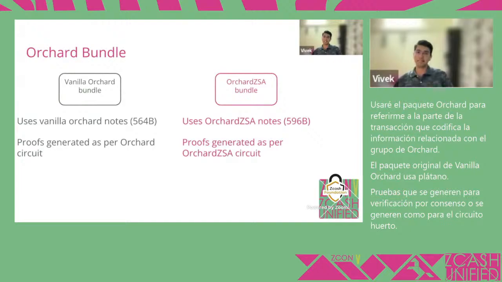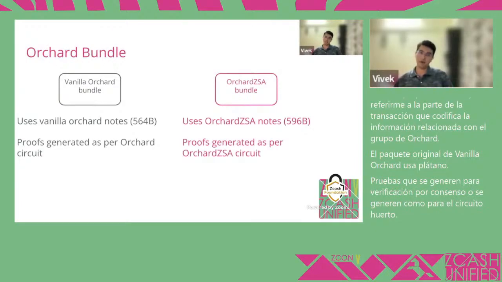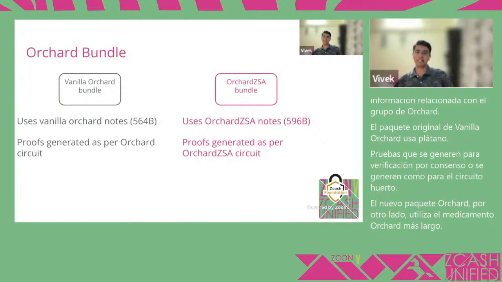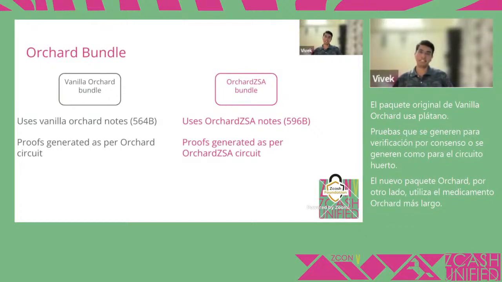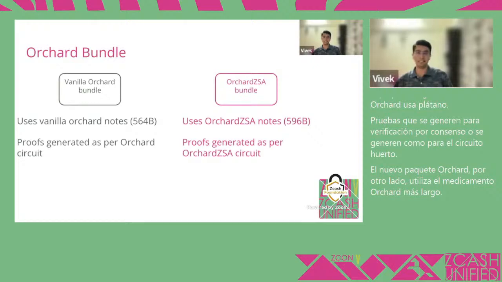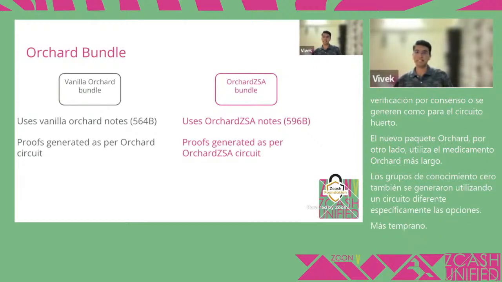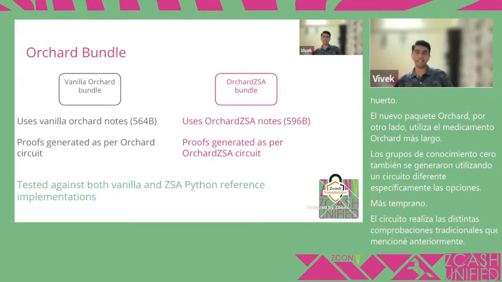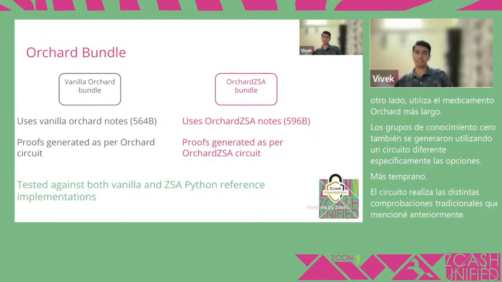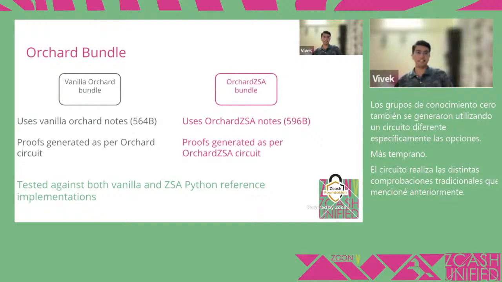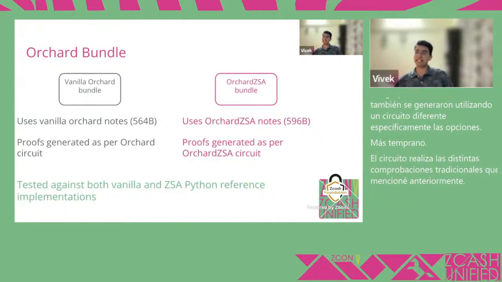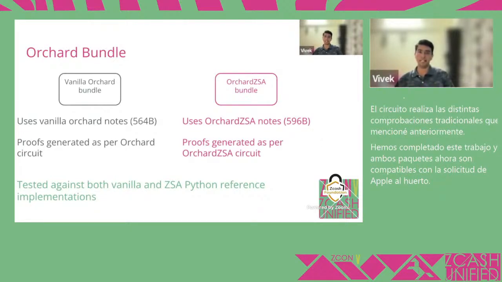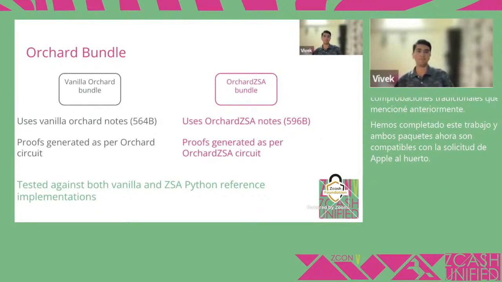So the new Orchard ZSA bundle, on the other hand, uses the longer Orchard ZSA notes. The zero knowledge proofs are also generated using a different circuit, specifically the Orchard ZSA circuit that I described as optimizing earlier. The circuit performs the various additional checks that I mentioned earlier. We have completed this work, and both bundles are now supported in our pull request to the Orchard crate. This work has been successfully tested against the Python reference implementation for vanilla Orchard, as well as a reference implementation we made for the ZSA protocol.